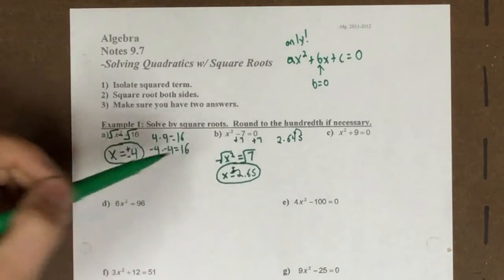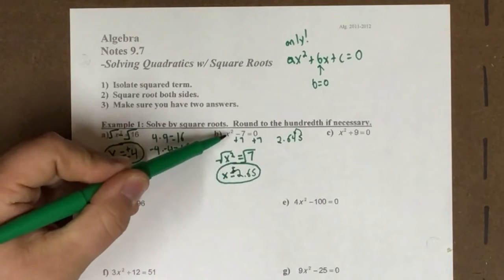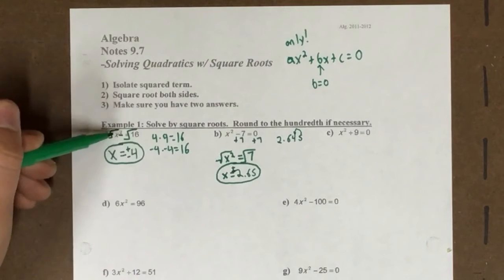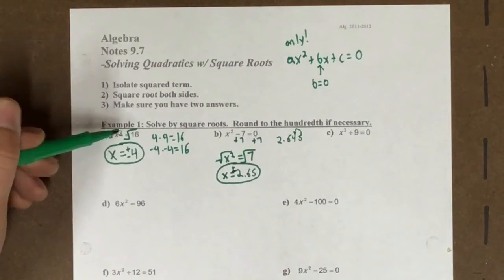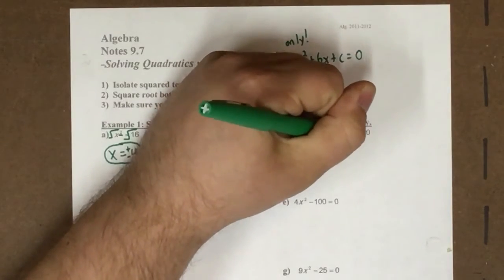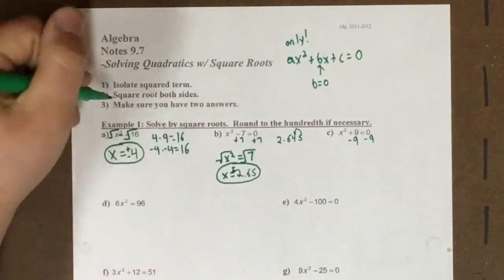What that means is that if I plugged in this number positive or negative into here, it would cancel out this side and make 0. If I were to plug in positive or negative 4 here for x and multiply it by itself, I would get the positive 16.